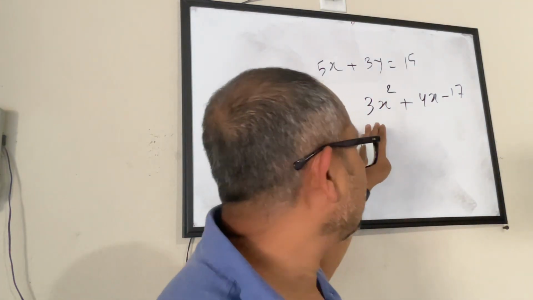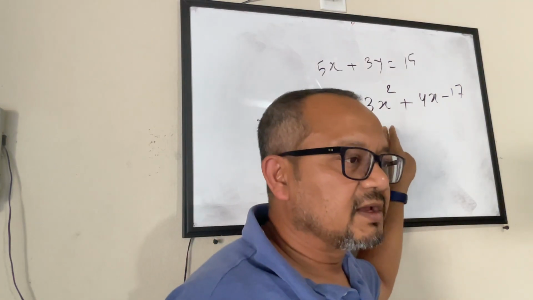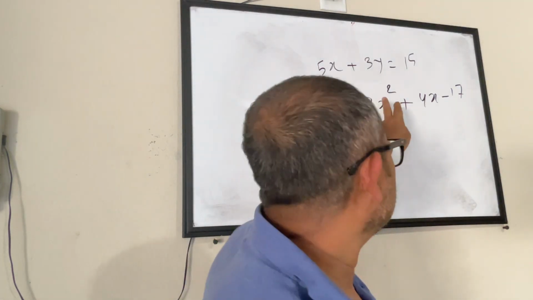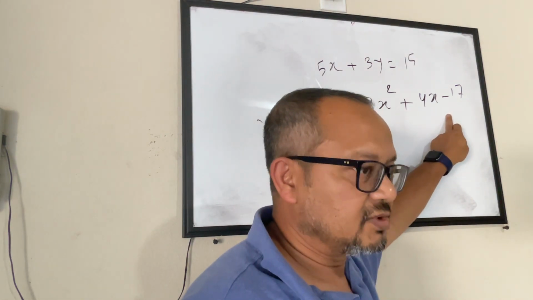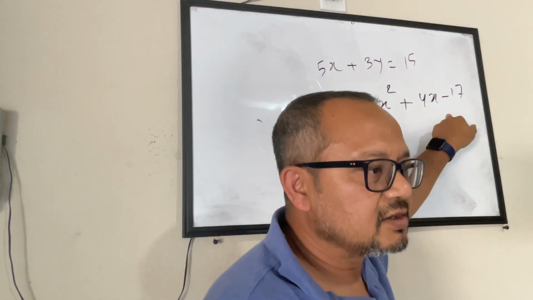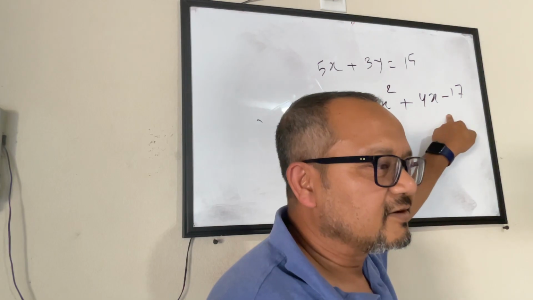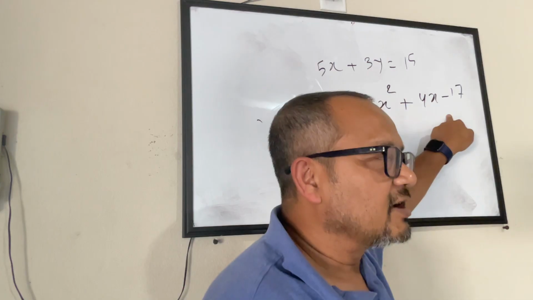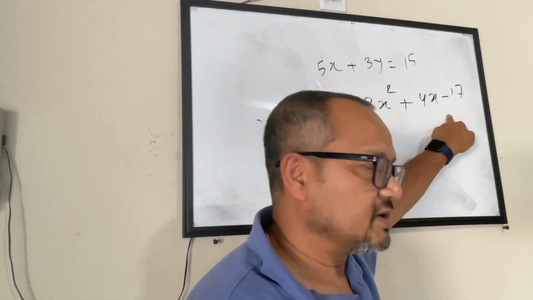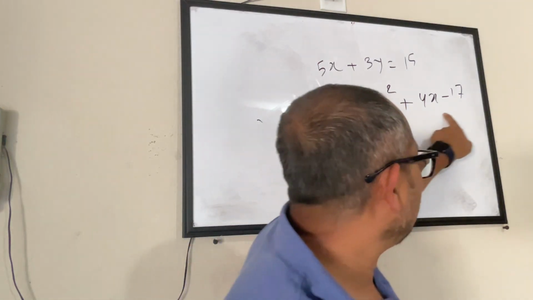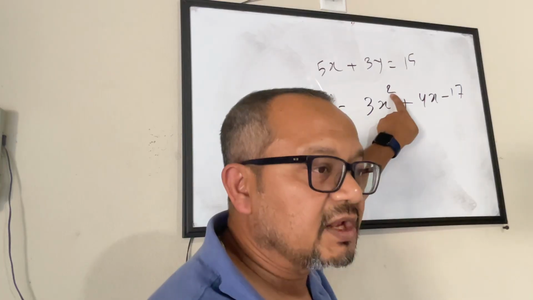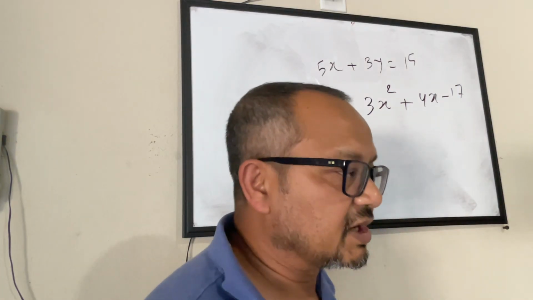If I have an equation like this, this is not a linear equation for sure, because the maximum power to x is 2. It is called a quadratic equation. So an equation with maximum power to the variable as 2 is a quadratic equation.